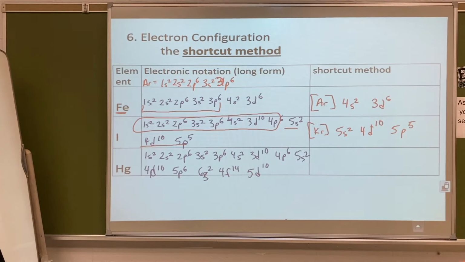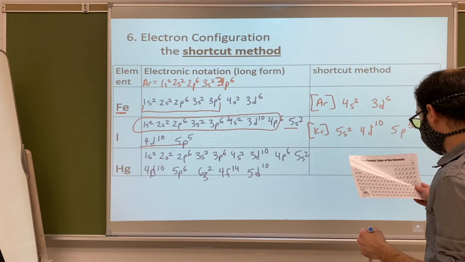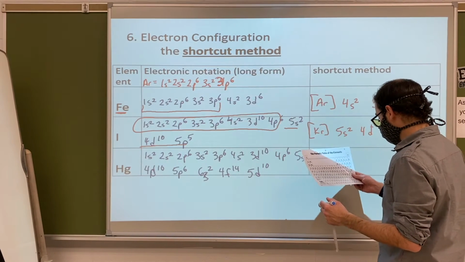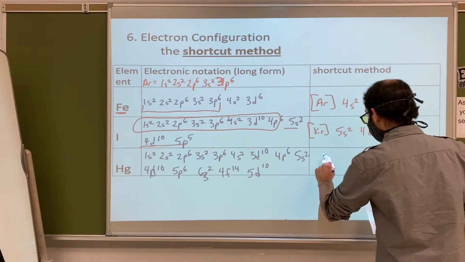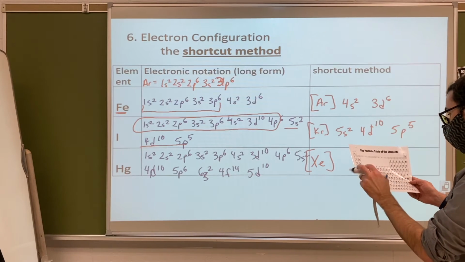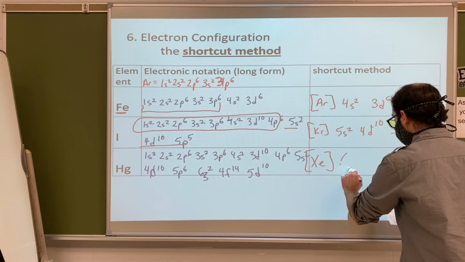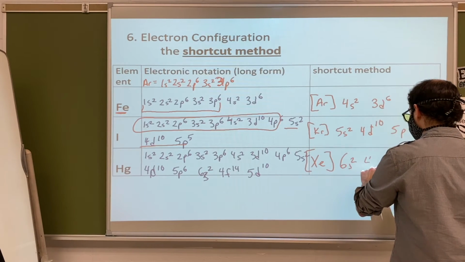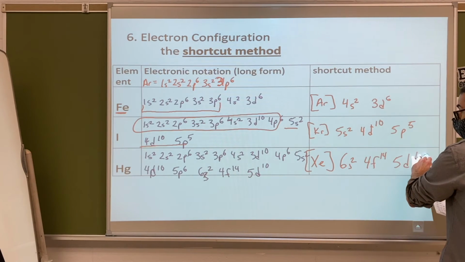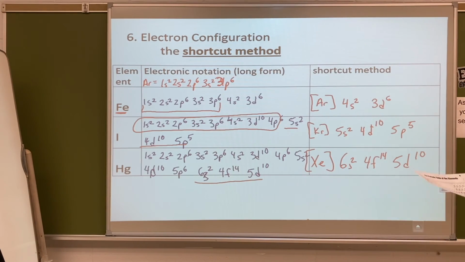And it's even better when you're dealing with mercury because mercury is such a long electron configuration. For this one, it's just going to be, all right, what's the noble gas that comes before mercury? It is xenon. And so xenon, all right, we go to the next thing, which is cesium. That's in 1, 2, 3, 4, 5, 6. So all we have to do is 6s2, 4f14, and then 5d10. So we just have to write that last part there. And that's how you use the shortcut method.